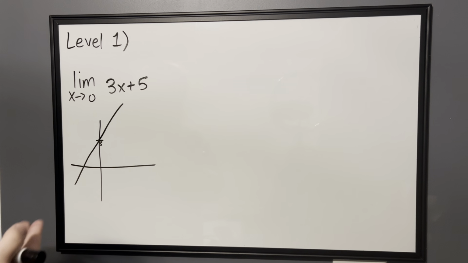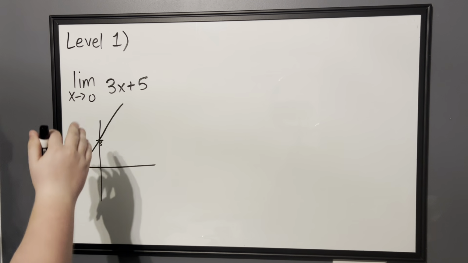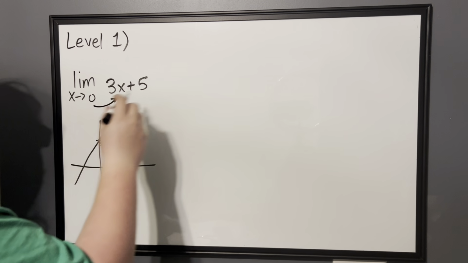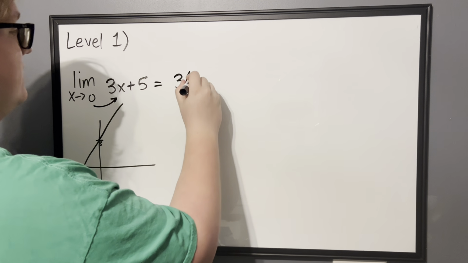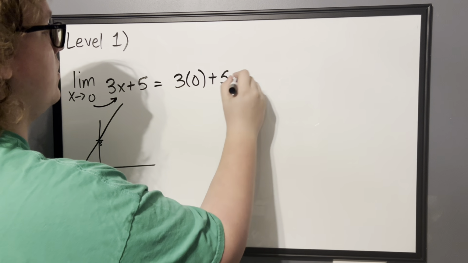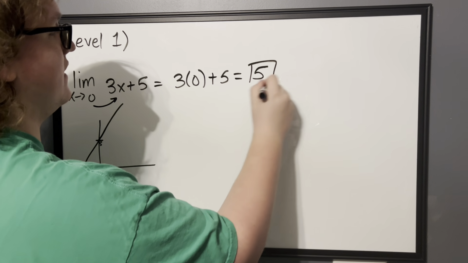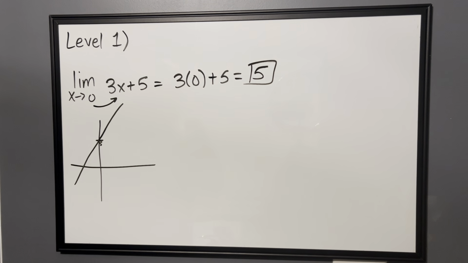And this is continuous everywhere, right? So we don't have to worry about any asymptotes or anything like that. The nice thing about that is it means we can just take the 0 and plug it right into the x. So this is going to be 3 times 0 plus 5, which of course becomes 0 plus 5, which is 5. And that is the end of level 1. The limit as x goes to 0 of 3x plus 5 is equal to 5. Now let's go ahead and move on to level 2.